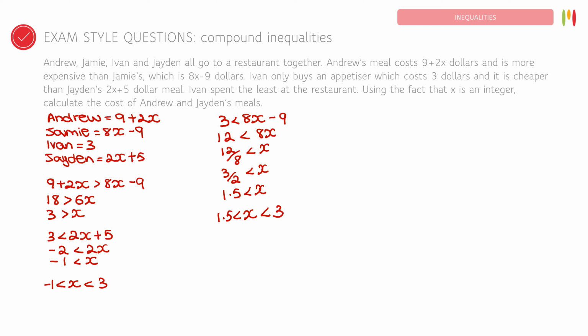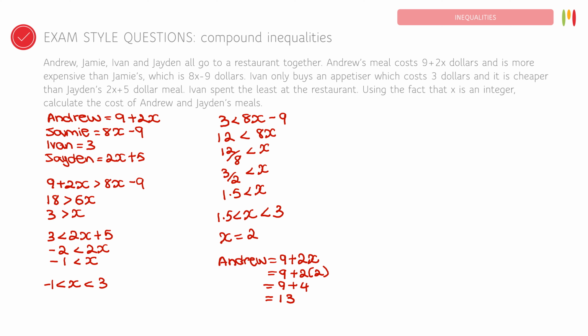As we know that x is an integer, x must be 2. This is because 2 is the only integer that lies between 1.5 and 3. Remember, x is strictly less than 3, so x cannot be 3. Okay, now we know what x is. We can calculate the cost of Andrew and Jaden's meals. Andrew spent 9 plus 2x, which is equal to 9 plus 2 times 2. This equals 9 plus 4, which equals 13.